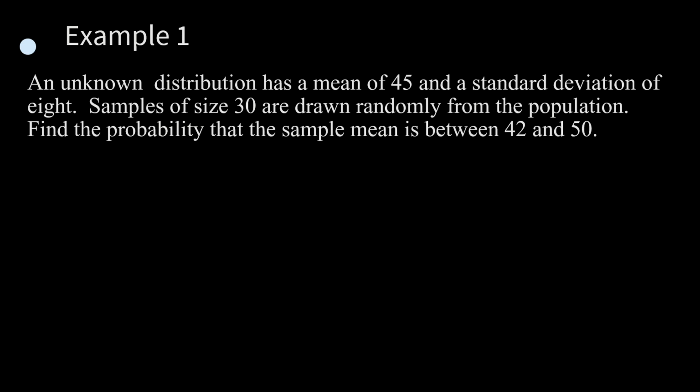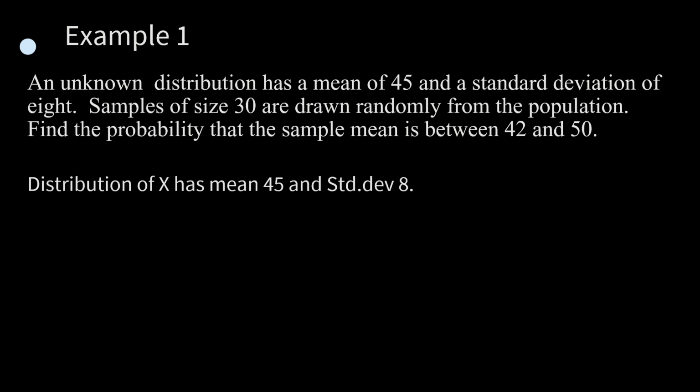An unknown distribution has a mean 45 and a standard deviation 8. A sample of size 30 is drawn from this population. We are asked to find the probability that the sample mean is between 42 and 50. It is given that the distribution of x is unknown, but it has a mean 45 and standard deviation 8. We are picking a sample of size 30.